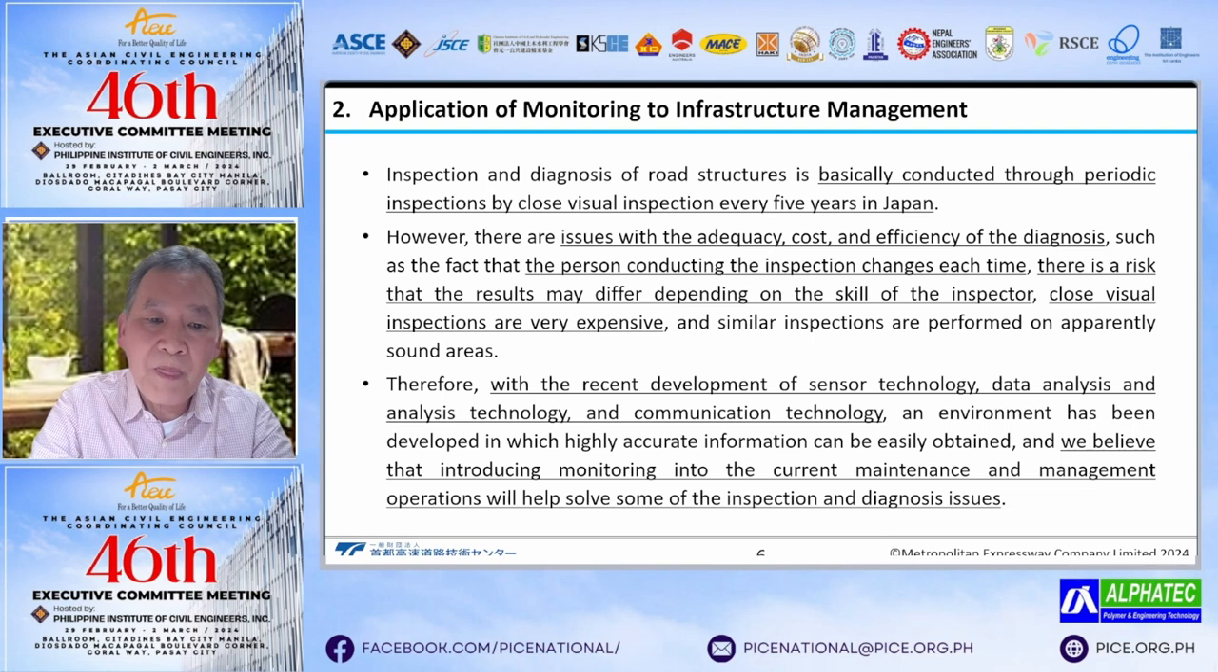So therefore, with recent development of sensing technologies, data analysis technologies and communication technologies, we believe that introducing monitoring into the current maintenance and management operations will help solve some of the inspection and diagnosis issues.